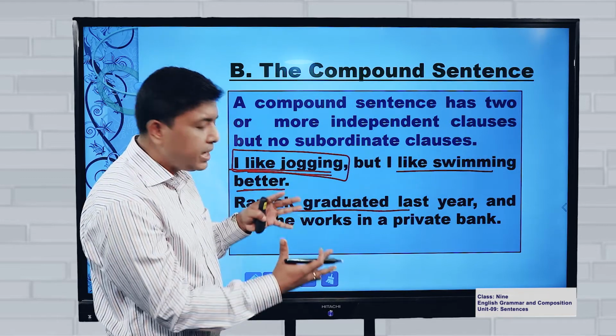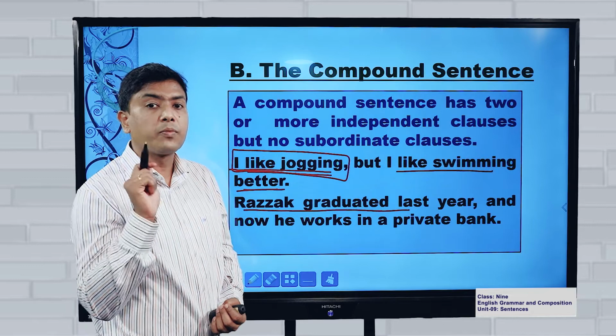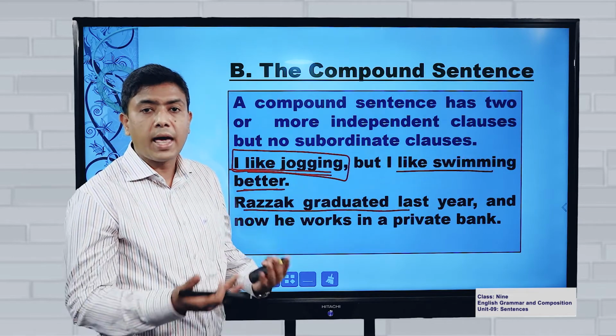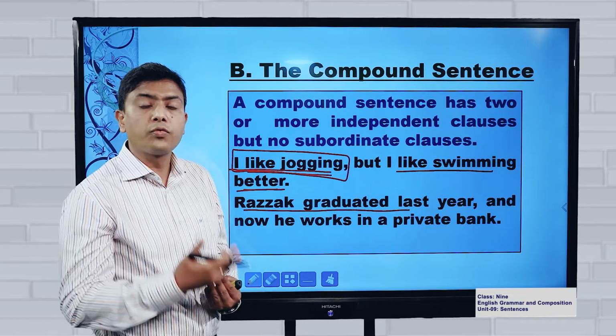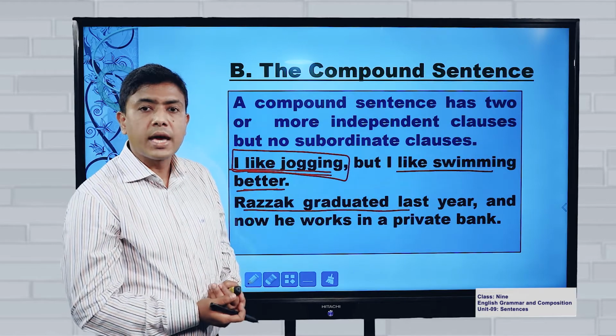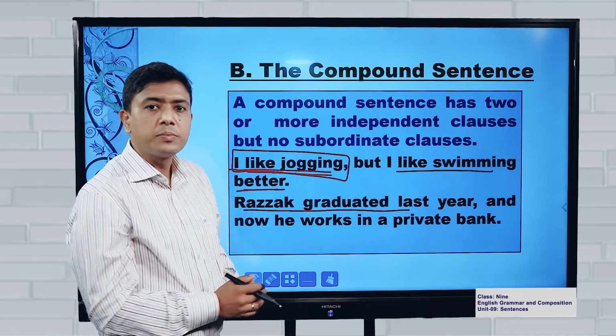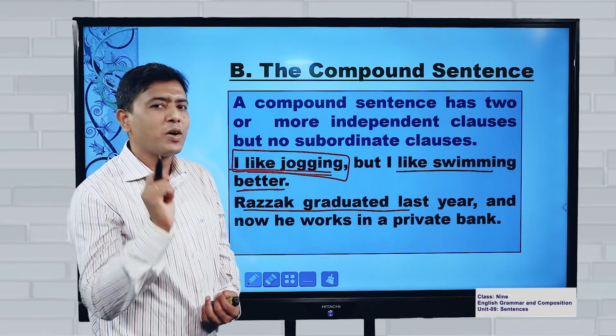So we are combining two or more independent clauses with the help of conjunctions, maybe and, but, or, etc. We will have a look at these formations later, but at first, let us understand the idea. Compound sentence means two or more independent clauses. I believe you have understood it.